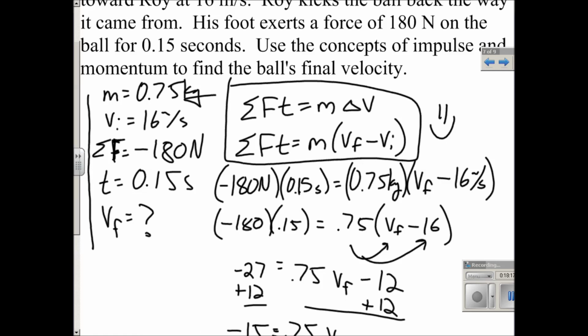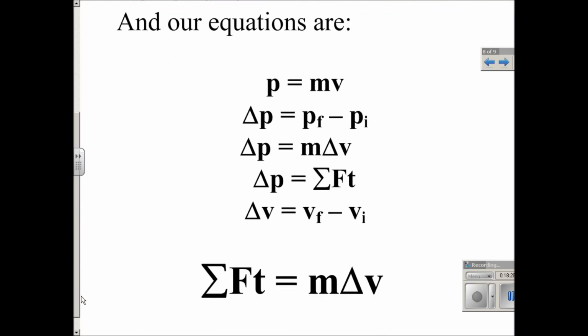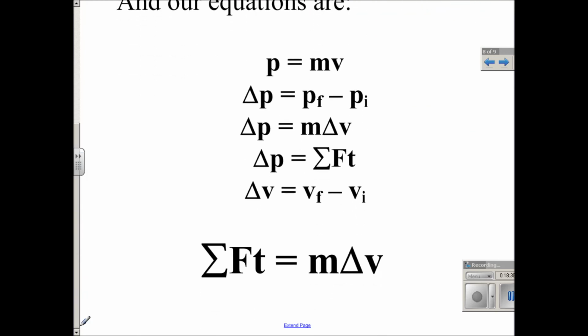All right, so here's what we've learned. Momentum is the product of mass and velocity, right? Product means multiply, mass times velocity. Impulse is just a change in momentum. And here's our equations, right? And then actually we added on, we replaced this bottom one with this. Okay, so you might add that to your list.